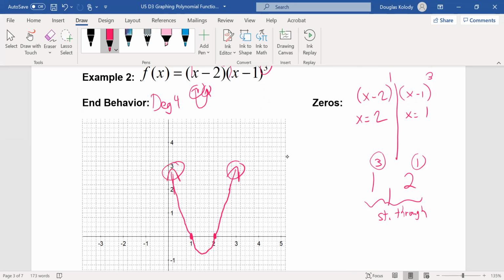You're kidding me, Colodi. That's it? Yeah, I'm not kidding you. It's a 4th degree polynomial. It's positive, so it's a smiling parabola shape. And I'm going through each of the roots because both have odd exponents. I'm done. Wow, that's really not that bad.